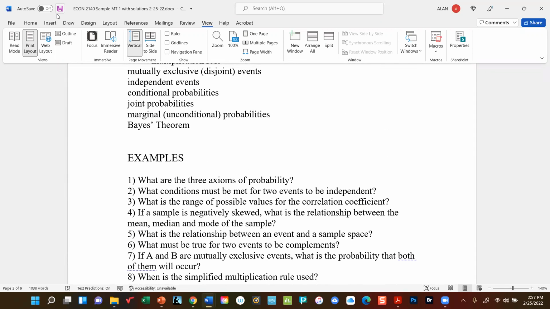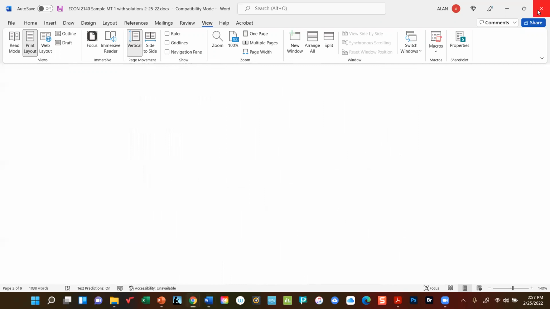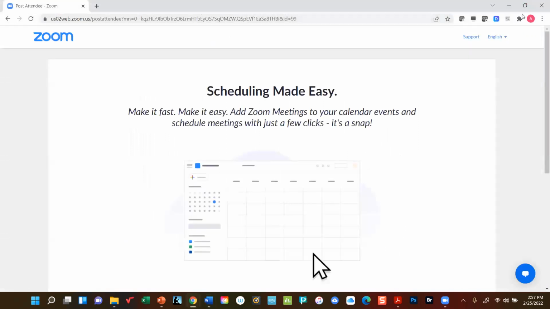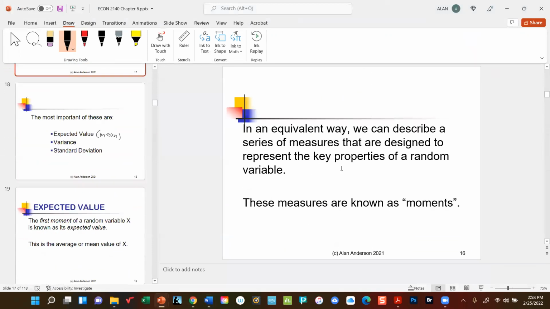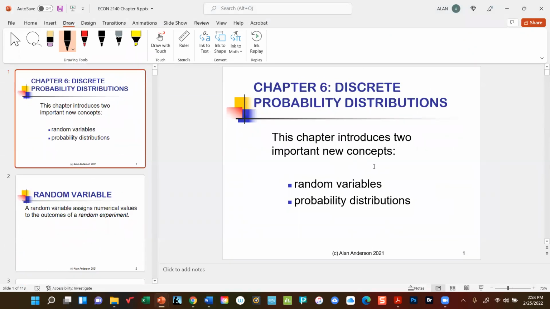So let me save this and put it away. And then we'll go back and revisit chapter 6. We did start it, but we didn't get that far. So we also don't want to waste any time. So we're going to go back here and revisit chapter 6. So you might remember that this chapter is all about what we call discrete probability distributions. We're going to talk about 2 very important concepts, the random variable and the probability distribution.